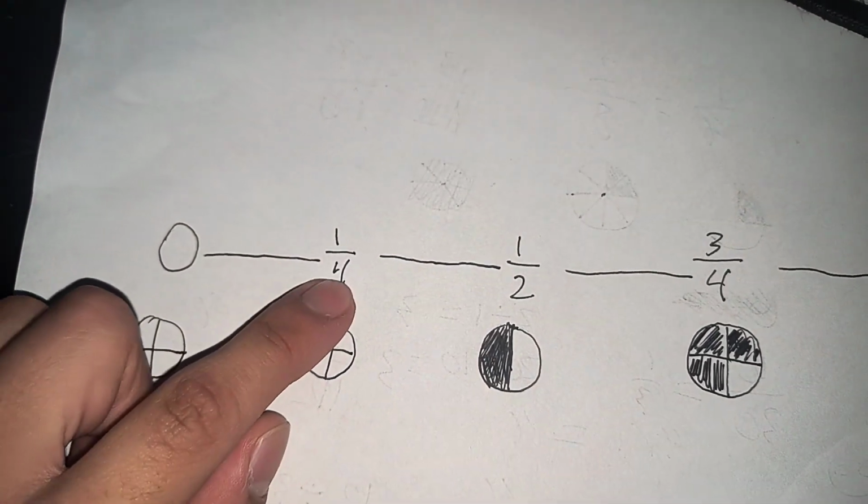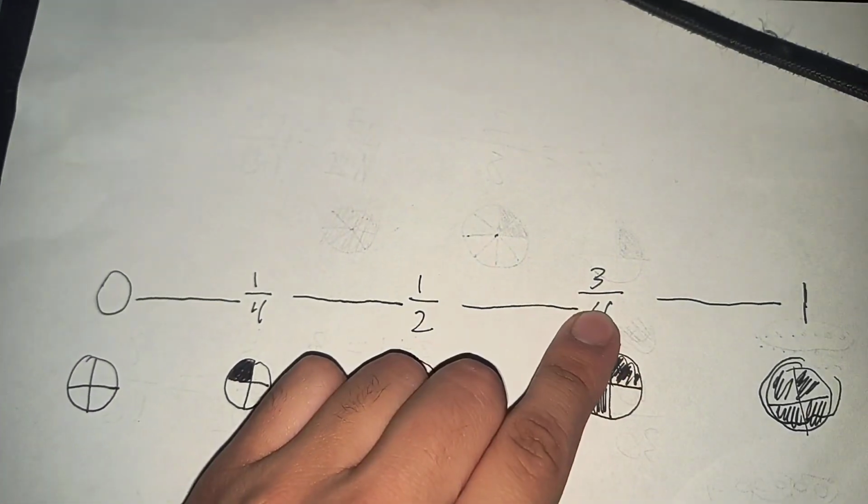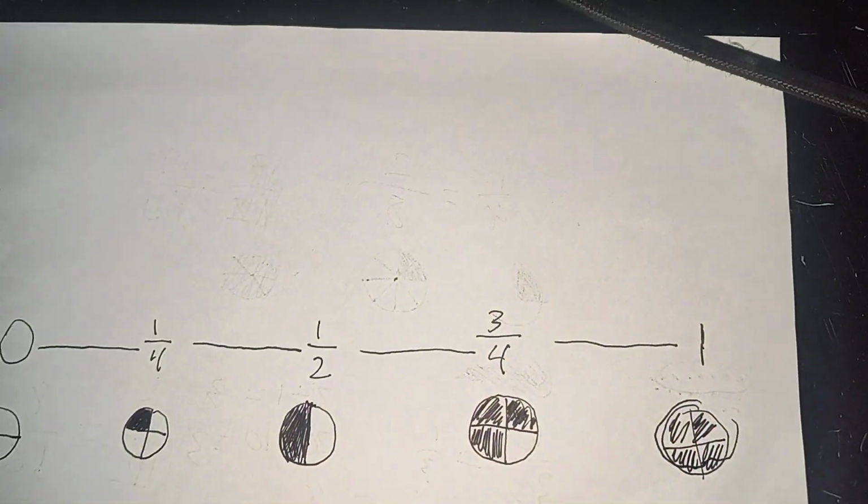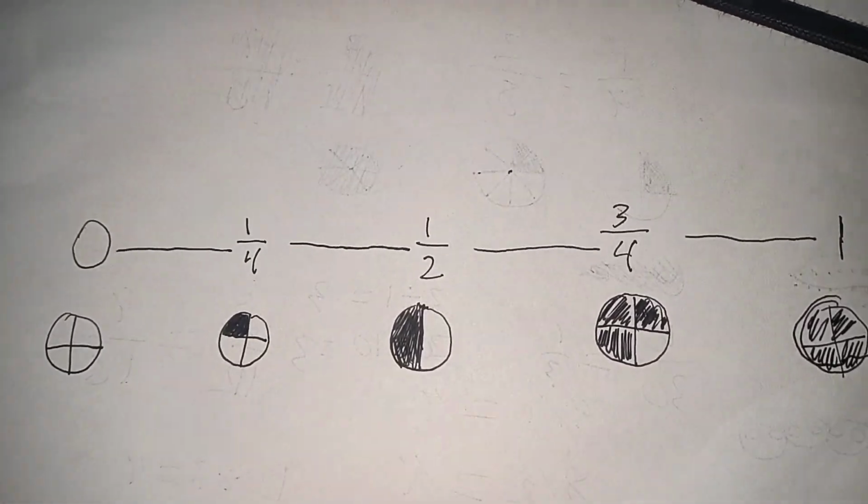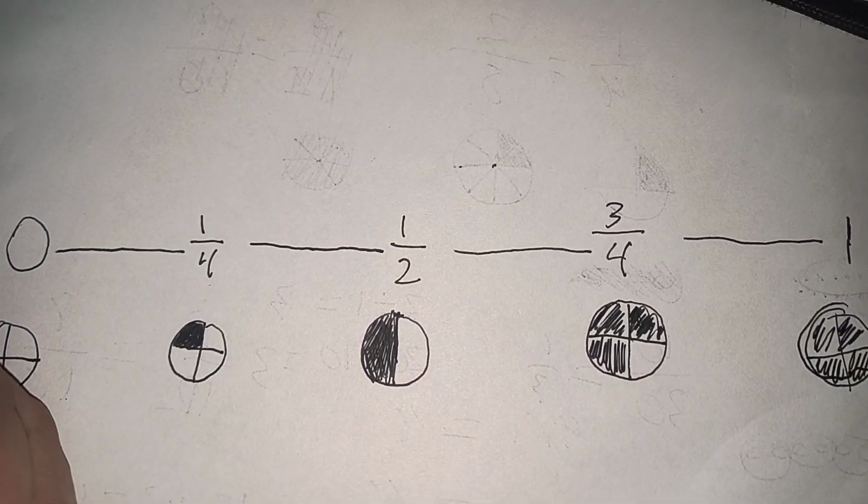That's what we got. We got quarter, half, 3/4, and 1. Those are some benchmark fractions that are pretty important.